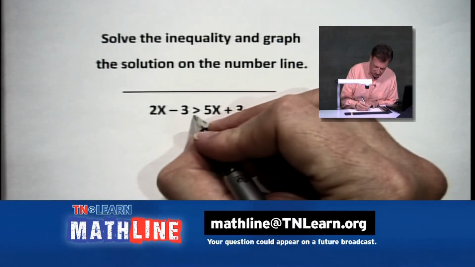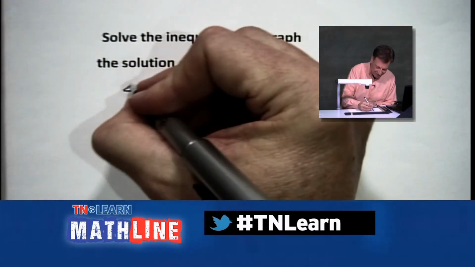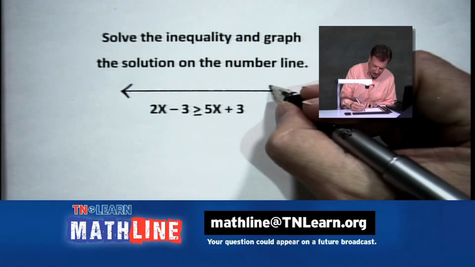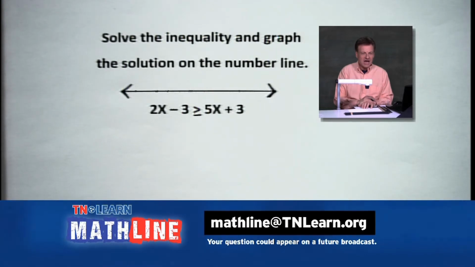All right, let's look at one more here, and I'm going to fix this one. We're going to have an equals to there, because I just want to see one more where we have to fill in the circle. How about it? All right, just to prove that we can do it, right? All right, so here we go. Once again, number line, it says solve the inequality and let's graph the solution on the number line.